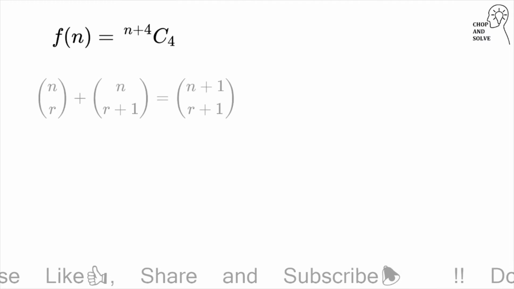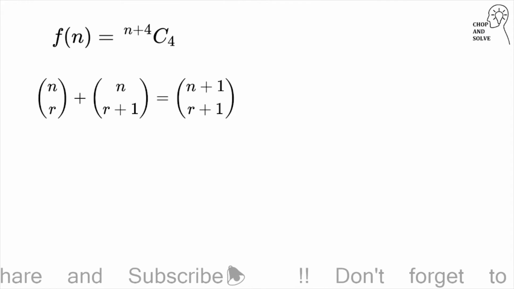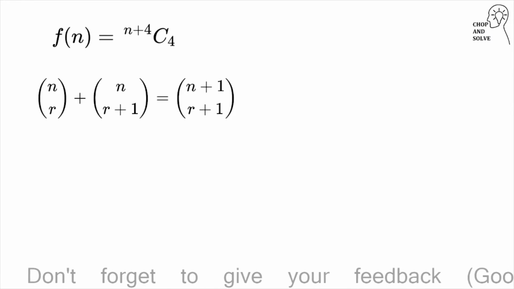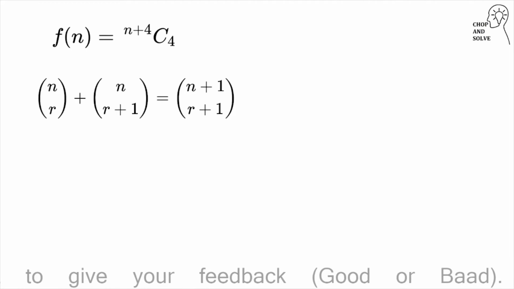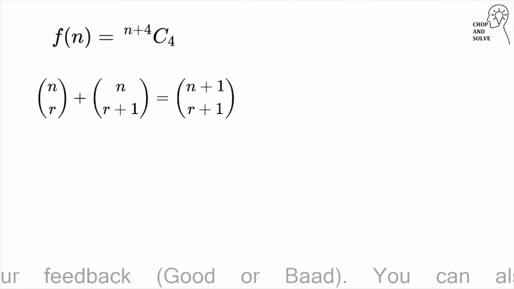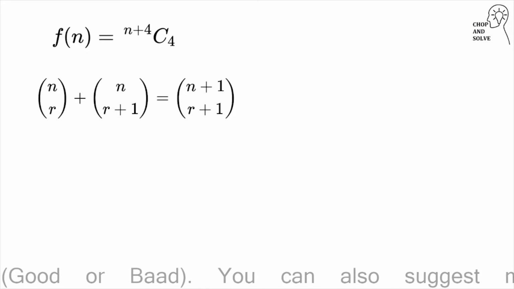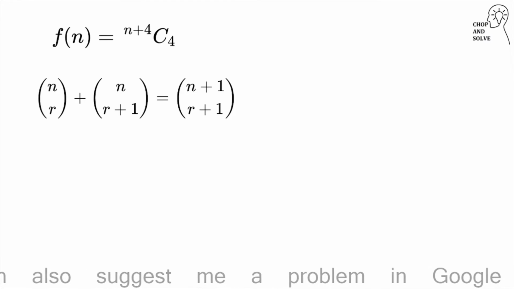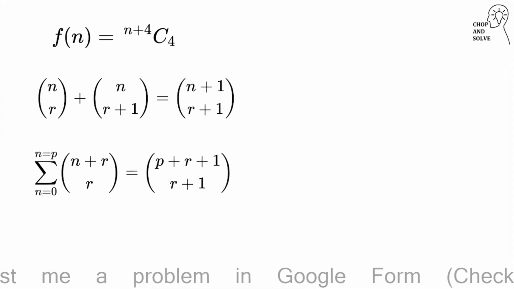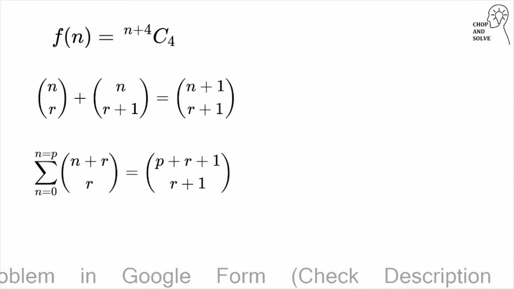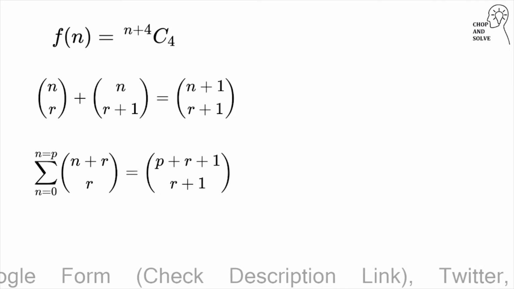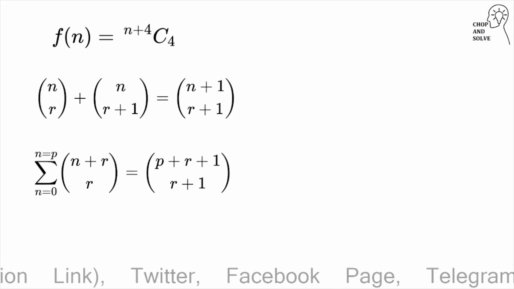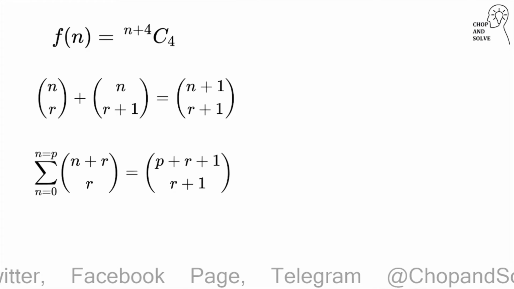Next, we know that n choose r plus n choose r plus 1 equals n plus 1 choose r plus 1. This is the basic formula you must know, or you can derive this. Now our next claim is that if you sum over n from 0 to p of n plus r choose r, then the result becomes p plus r plus 1 choose r plus 1.